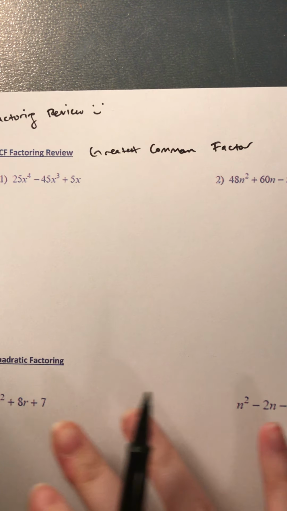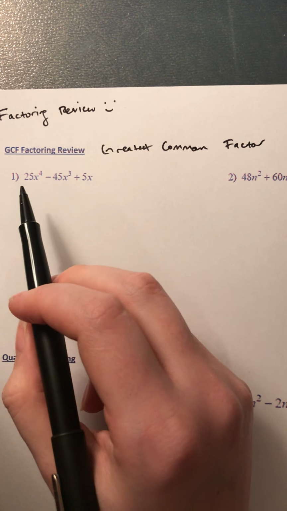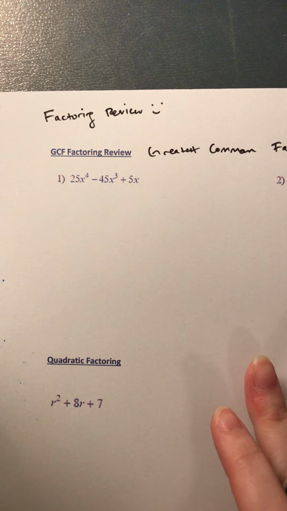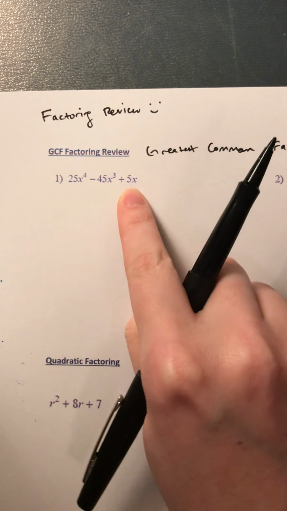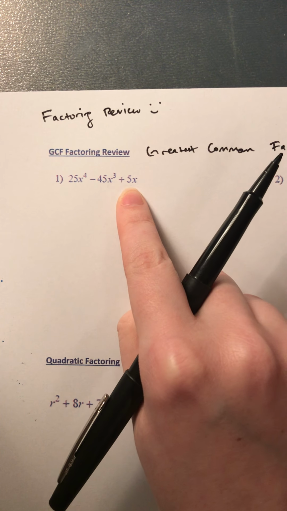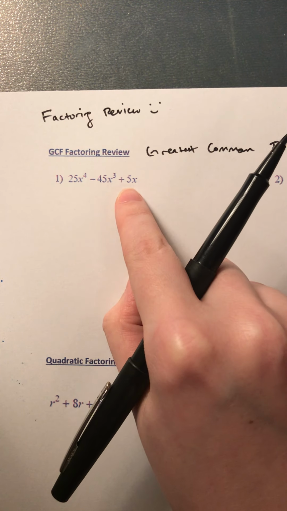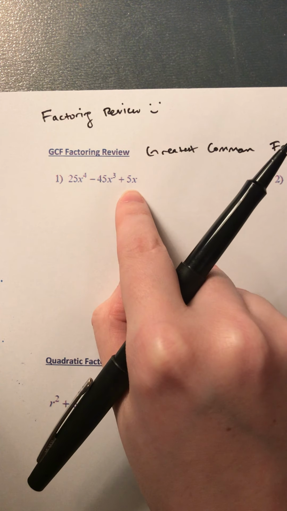And if we're questioning ourselves, if we can't remember or we can't see just by looking at it what the biggest thing we can pull out is, we can factor each piece using our factor trees and find all the chunks that everything has in common. So first up, we've got 25x to the fourth minus 45x cubed plus 5x. Pause, take a second. What are you thinking each thing is divisible by? What's the biggest thing each constant is divisible by?